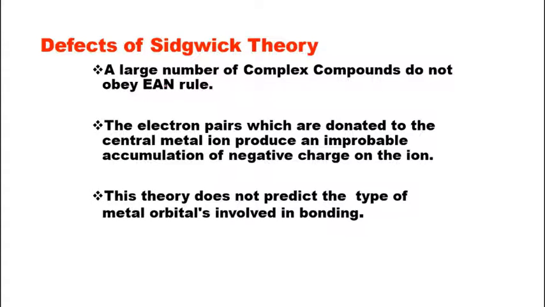The first defect is that a large number of coordination compounds do not obey the EAN rule. The next one is that the electron pairs which are donated from the ligand to the central metal always accumulate a certain negative charge on the ion. This negative charge is improbable in nature. Then, this theory could not explain or predict the type of metal orbitals involved in bonding. So the bonding nature could not be explained by using Sidgwick's theory. So these are the defects of Sidgwick's theory.